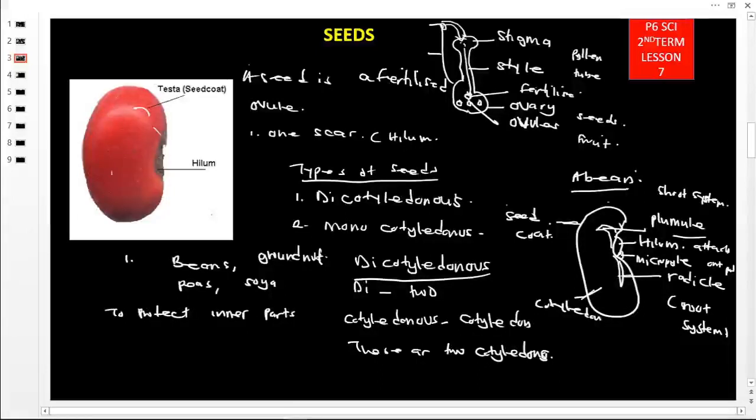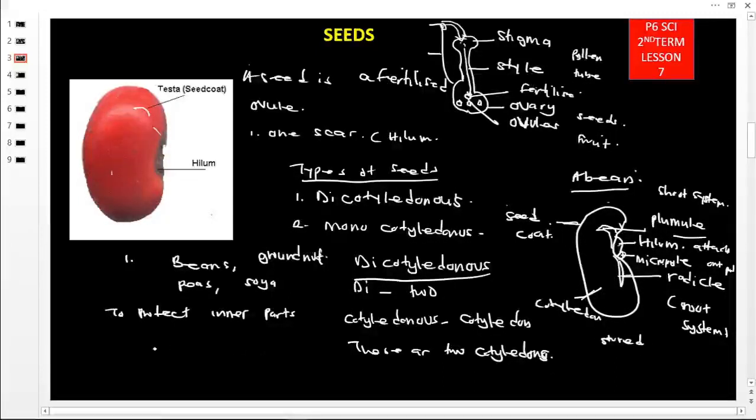This small opening is called the micropyle. This one is the hilum, and this one is what we call the plumule. So the plumule develops into a shoot system, the radicle gives us the root system, then the cotyledon, its work is to store and supply food to the embryo.